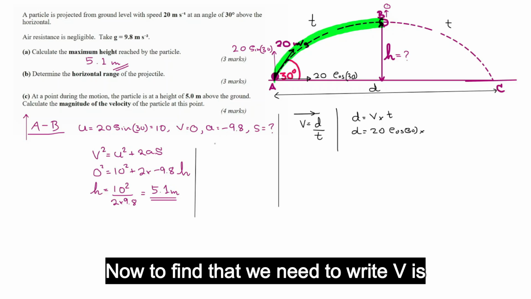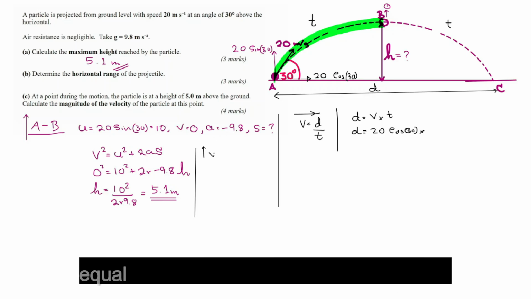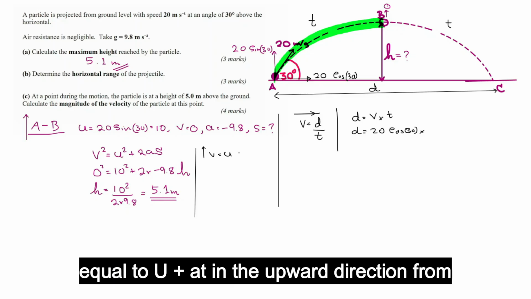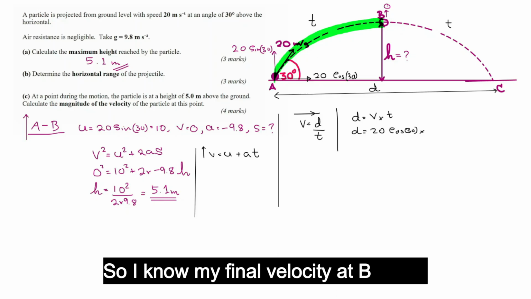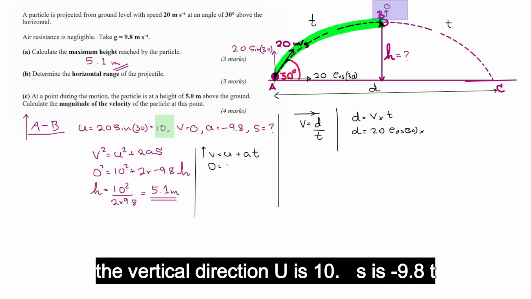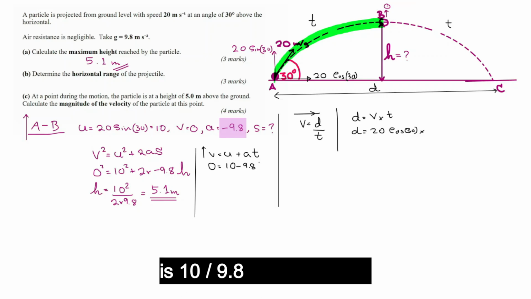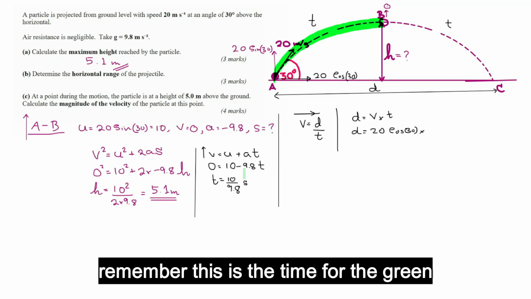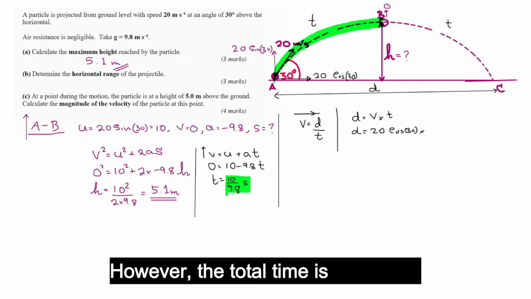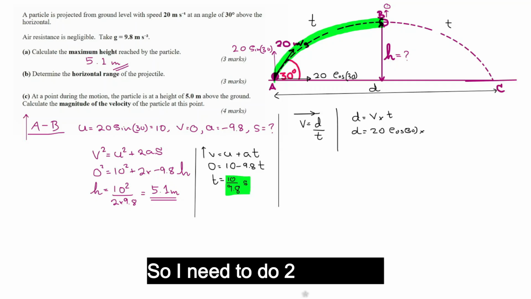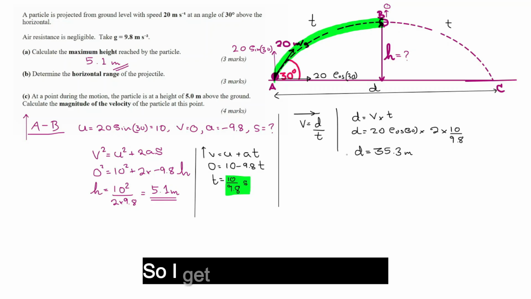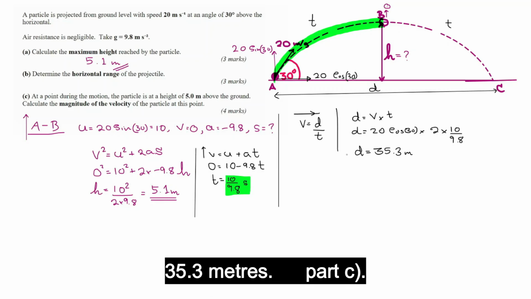Now to find that, we need to write v is equal to u plus at in the upward direction from A to B. So I know my final velocity at B is 0 in the vertical direction. u is 10, a is negative 9.8, t. So t here is 10 divided by 9.8 seconds. Now remember, this is the time for the green region. However, the total time is twice that, so I need to do 2 times 10 divided by 9.8. So I get the displacement as 35.3 meters.